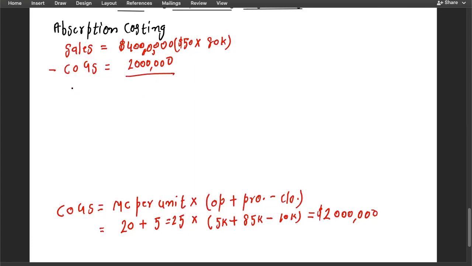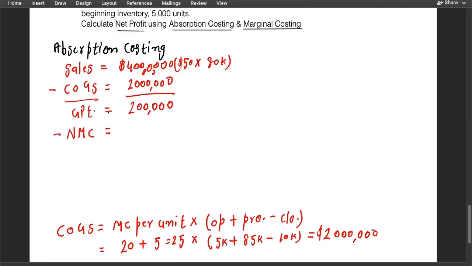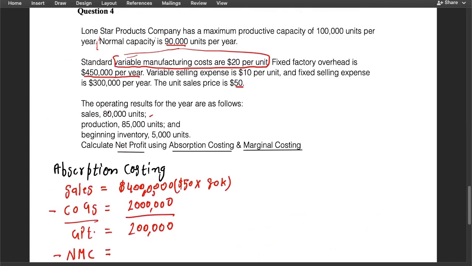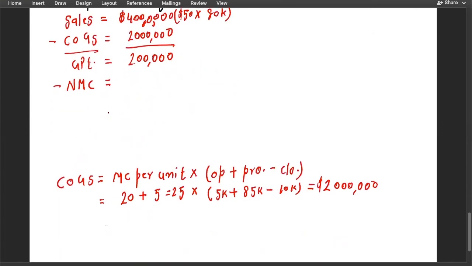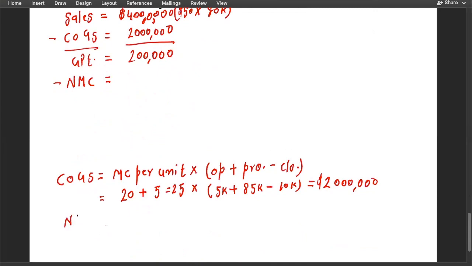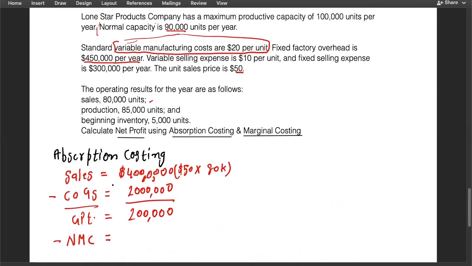So your gross profit is 2 million minus non-manufacturing cost. How much is non-manufacturing cost? So we can calculate non-manufacturing cost here. So how much non-manufacturing cost?